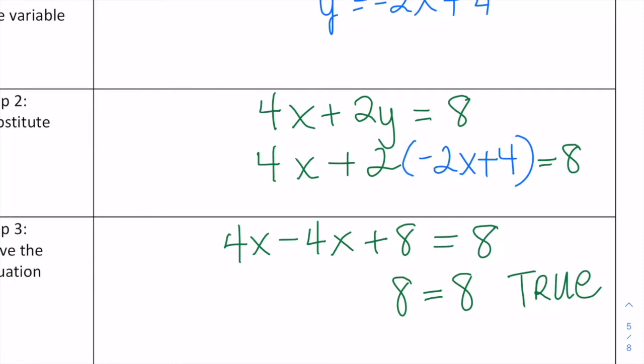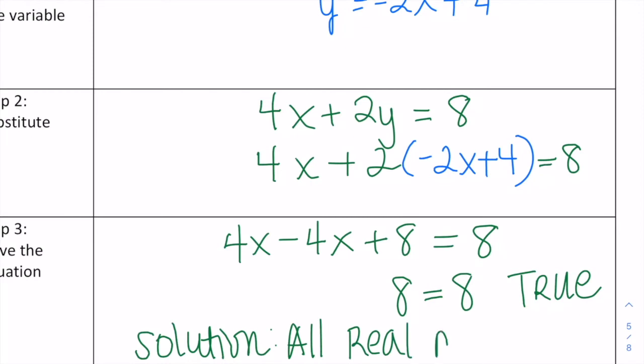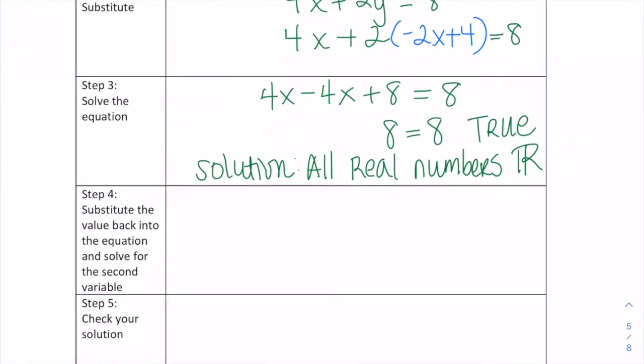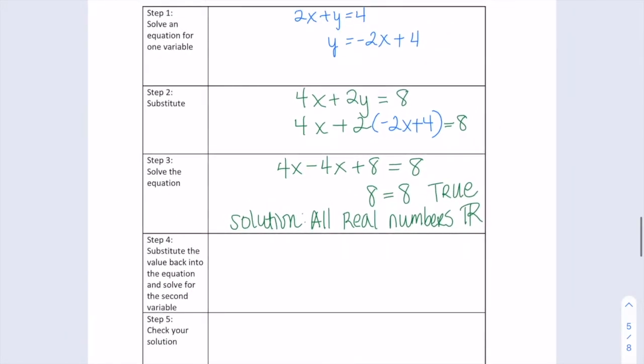So if this is true, that means that we're talking about the same line. So the solution is going to be all real numbers, because any number that you plug in will be the same y. And we use that symbol that kind of looks like a paragraph symbol with an R. Okay, so all real numbers. So just to verify, I'm just going to isolate the y for the second equation, just to show you.